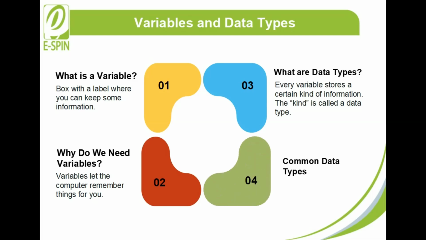4. Common data types. A. Numbers, integer or whole numbers, used when you want to store a whole number. Example, age equals 25. B. Decimal numbers, floating point, used when the value has a point or fraction. Example, price equals 19.99. C. Text, string, used for words, letters, or sentences. Example, city equals Kuala Lumpur.